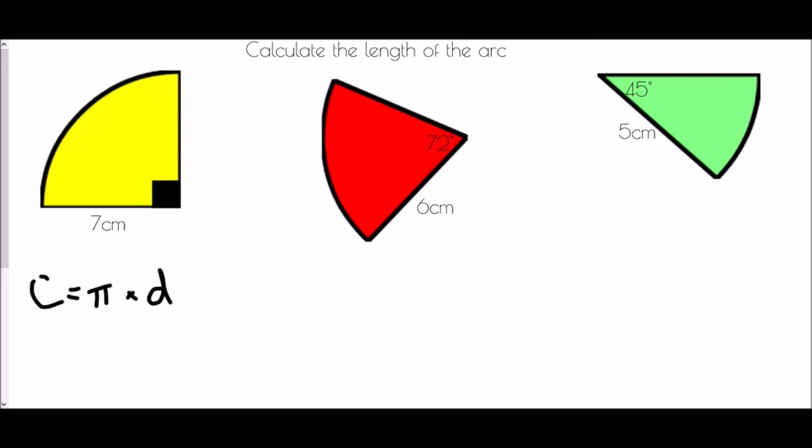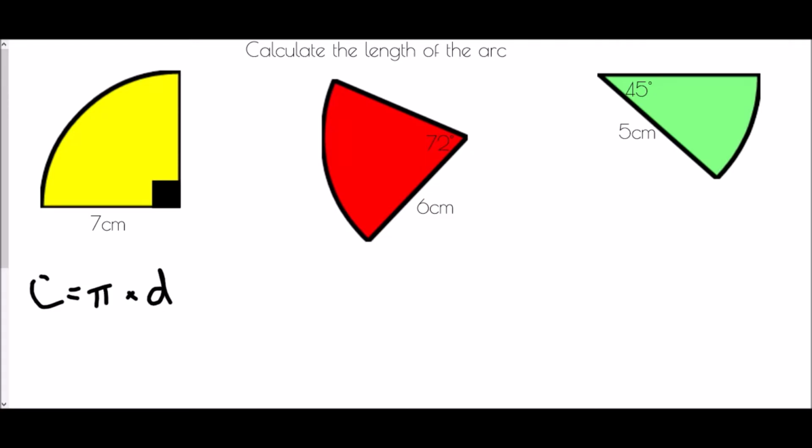Now, given that information, we need to think about what we actually already know about these shapes. This first one, the yellow shape, is not a full circle. It has a 90-degree angle in the middle. What that means is this is actually a quarter of a full circle. And therefore, this arc is going to be a quarter of the full circumference.